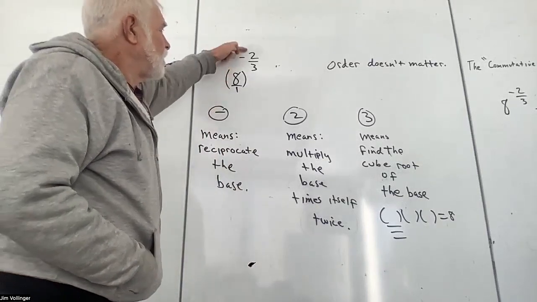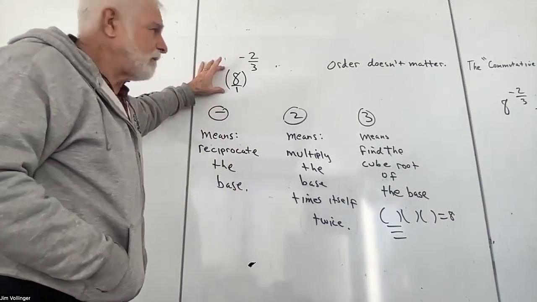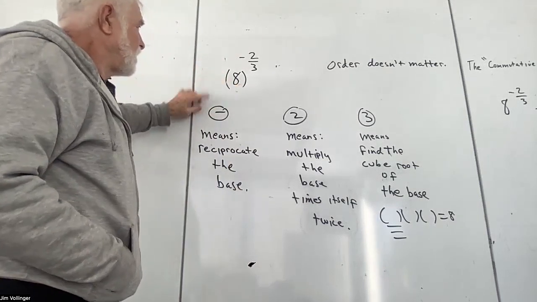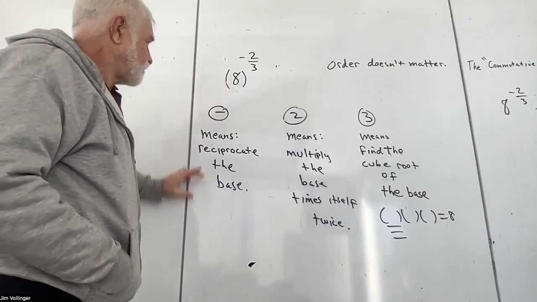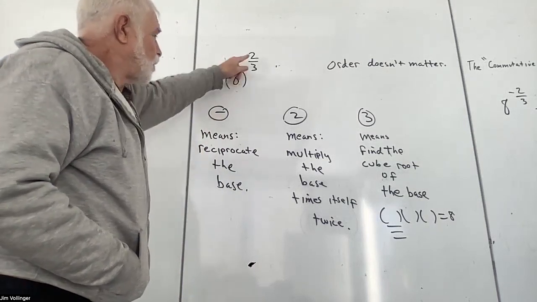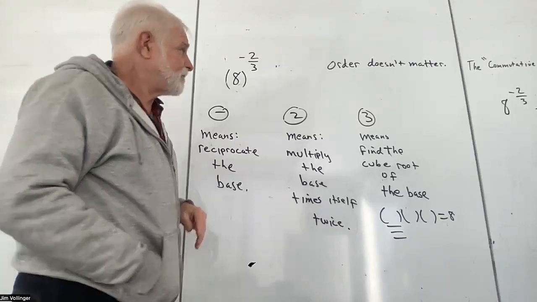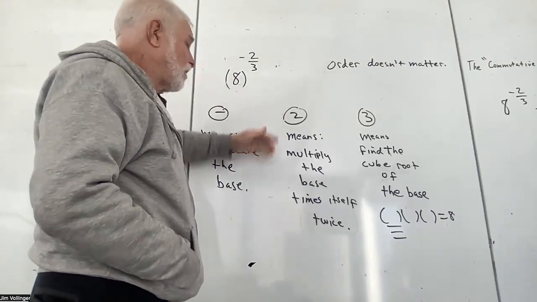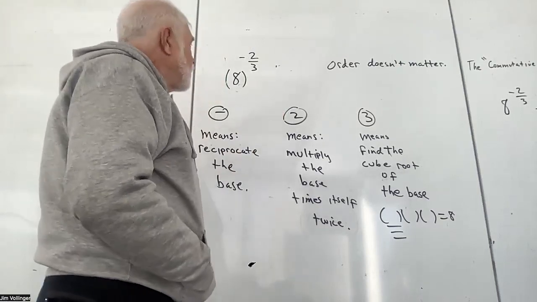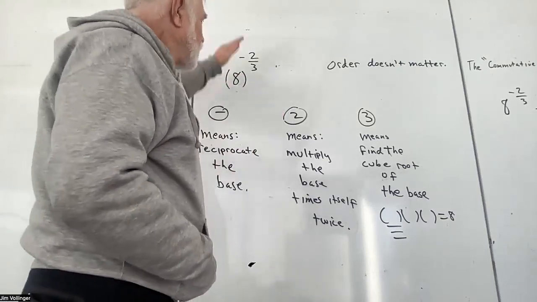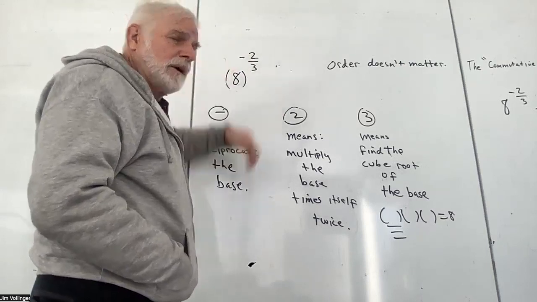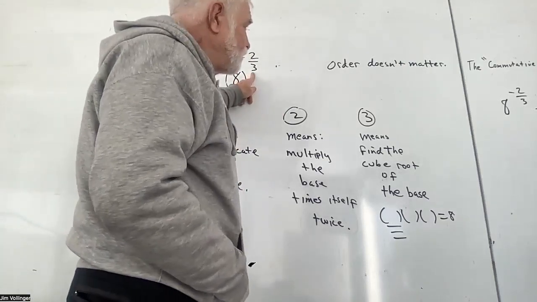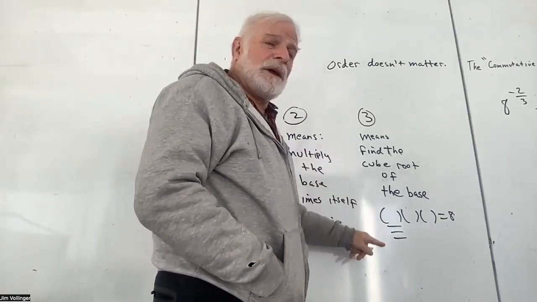So there are three operations involved in this exponential evaluation. The minus sign means to reciprocate the base. The two we're pretty familiar with, I hope. The number of times you're going to multiply the base times itself. In this case, it's twice, and we call that squaring. And the three really is a cancellation of powers. So it's roots. So this is a cube root. This 3 means take the cube root of the base.